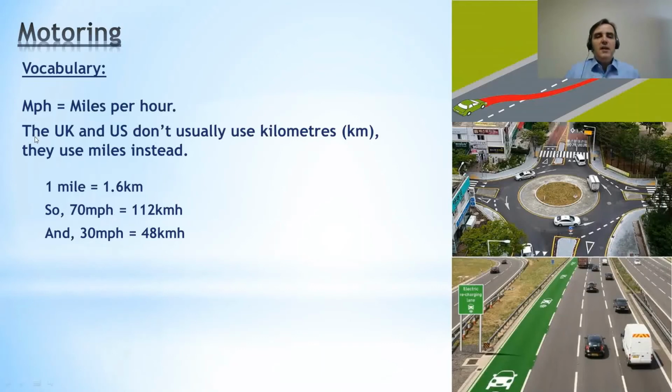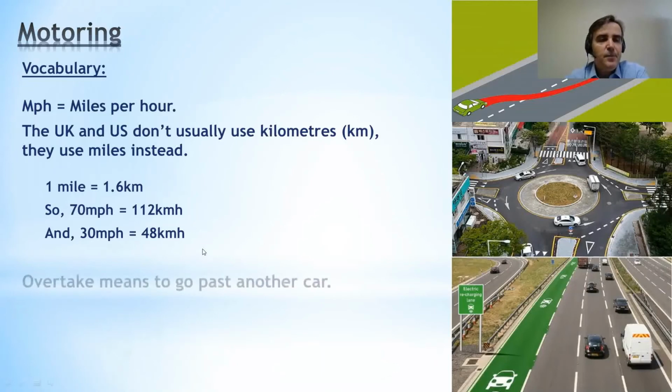So if somebody is going 70 miles per hour, that would be the same as 112 kilometers per hour. And 30 miles per hour would be the same as 48 kilometers per hour. So in Korea, all of the speeds in your car are given in kilometers per hour. All of the distances are given in kilometers. If you're in the UK or the US, the distance will be in miles, speed will be in miles per hour. So that's going to be useful when we do the next listening part.